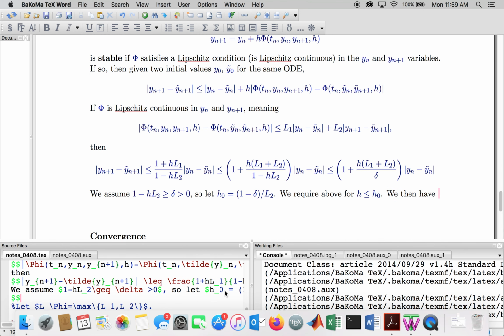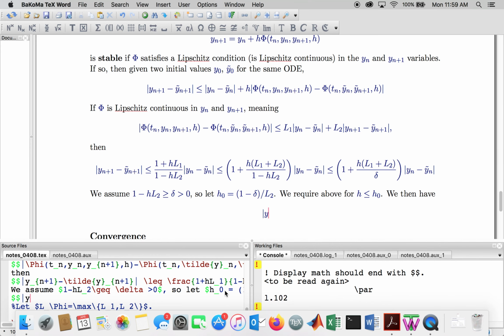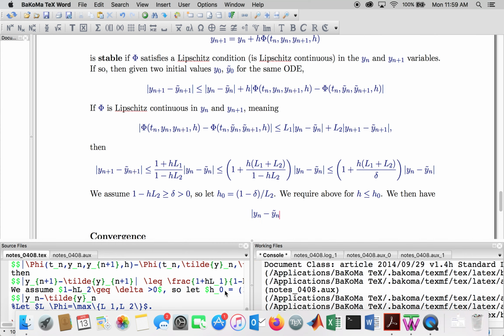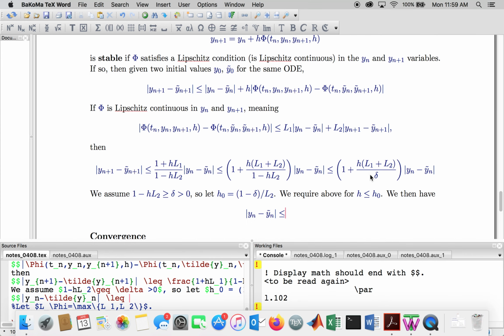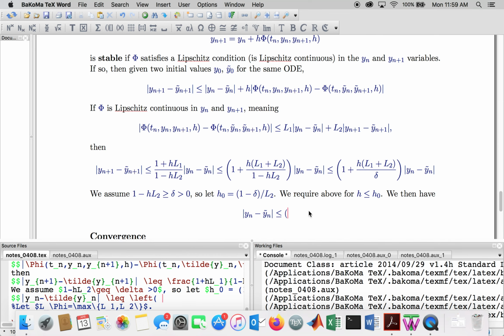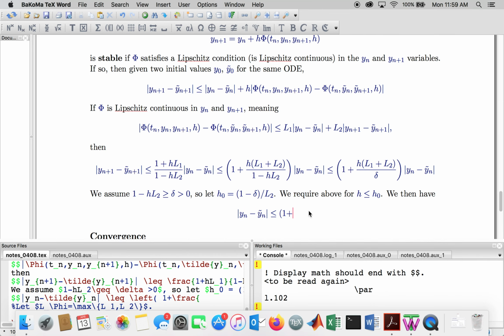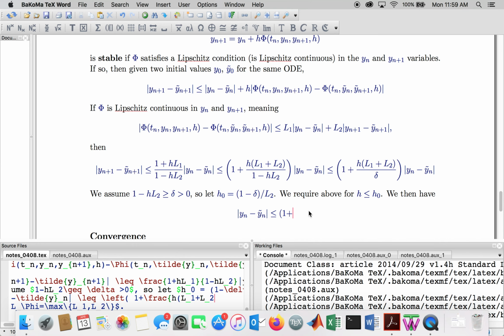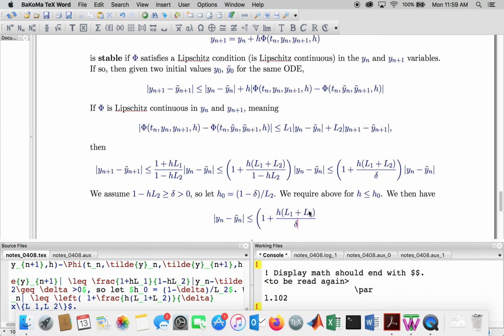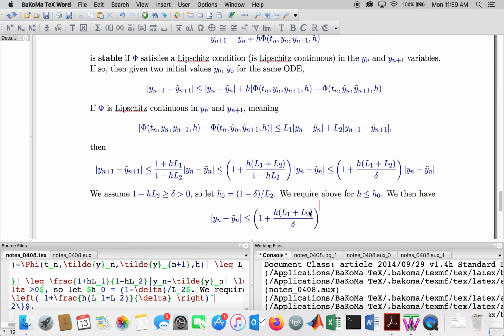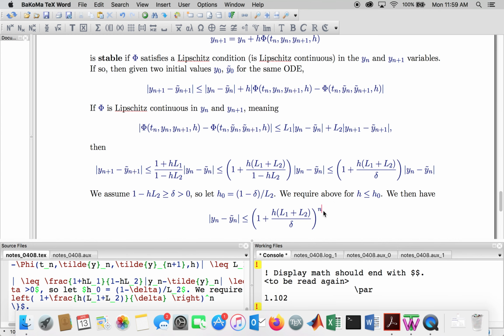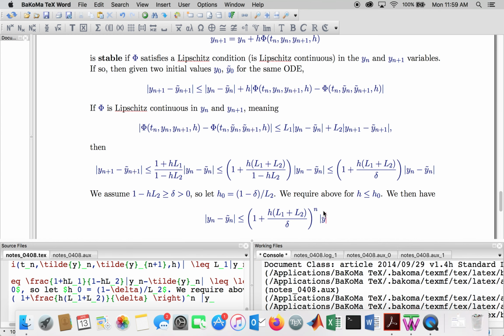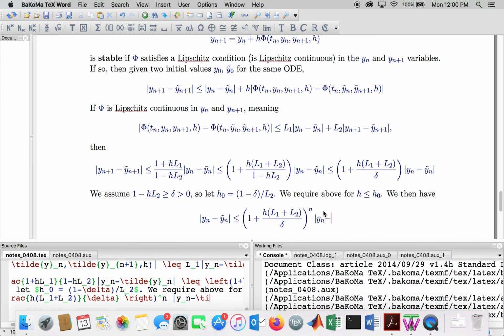now I have yn minus tilde yn is less than or equal to this constant raised to the n power times the difference in the initial data.